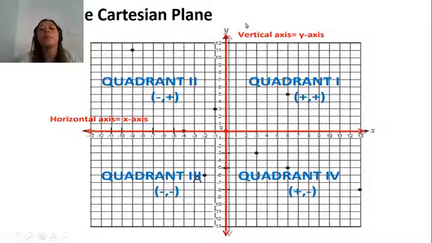For example, I'll be giving you the coordinates (0, 5). The x-coordinate is 0, and then the y is 5. So we can see here that we can point here. It is lying on our y-axis line.